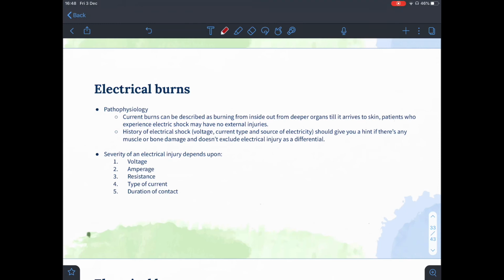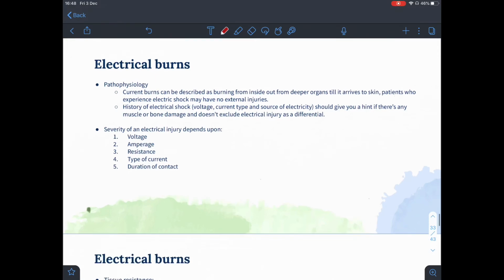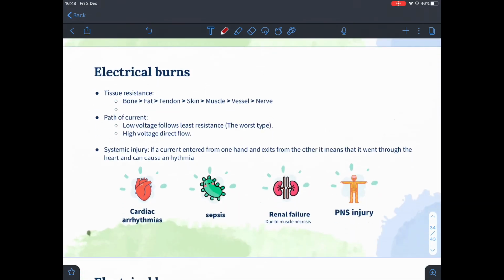So severity of the electrical injury depends on the voltage, the amperage, resistance, the type of current, and the duration of contact. So as we said, it starts from inside to outside. It follows the path from least resistance to most resistance. So it starts from bones, to the fat, to the tendon, to the skin, to the muscle, the vessel, nerve. Okay, this is a comparison of resistance. So low voltage current follows the least resistance, which is the worst type. High voltage will cause a direct flow. So these might cause a systemic injury.